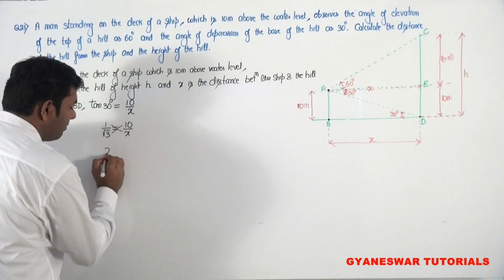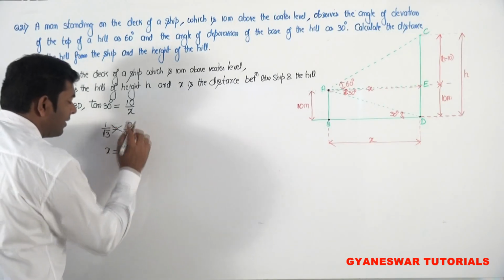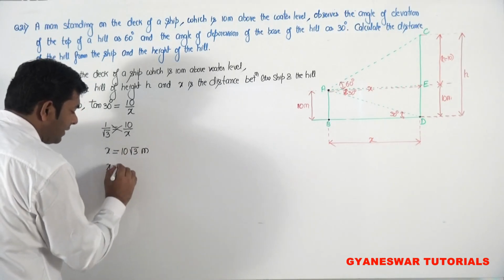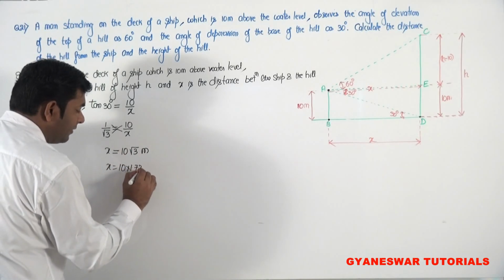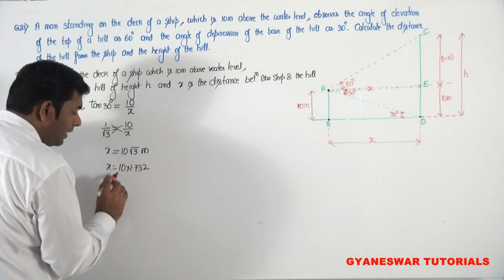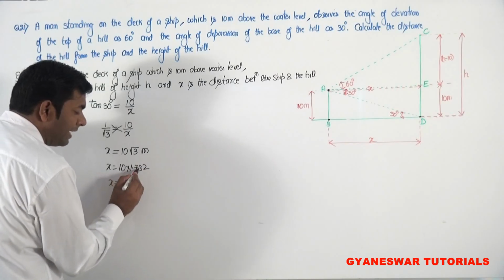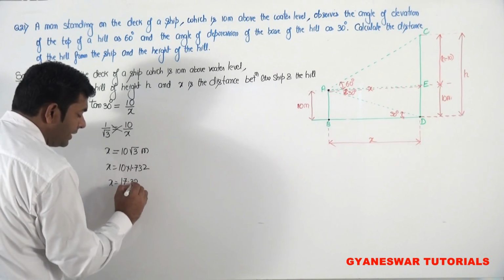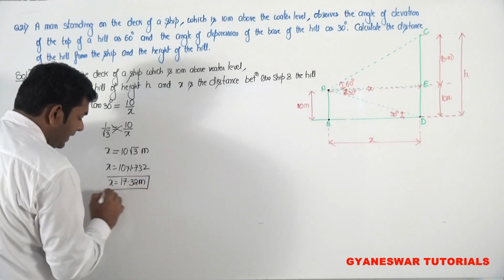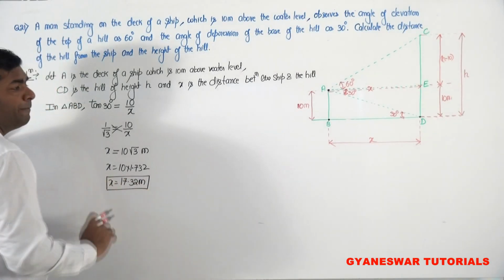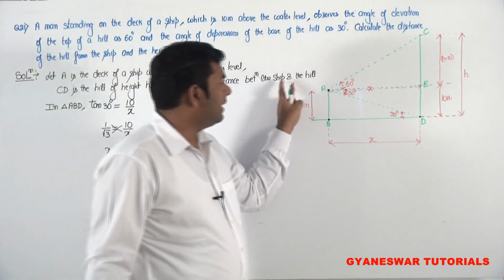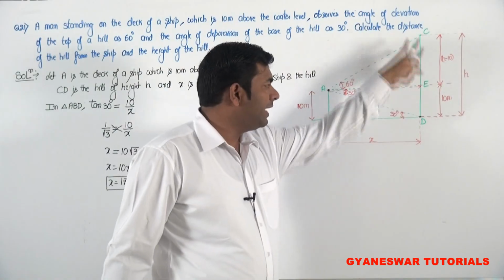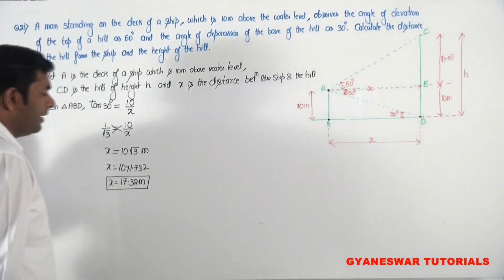Cross multiplication gives x equals 10 root 3 meters. So x is equal to 10 into 1.732. Multiplying by 10 the decimal shifts, so 17.32 meters. This is the distance between the ship and the hill. x is the distance between the ship and the hill.